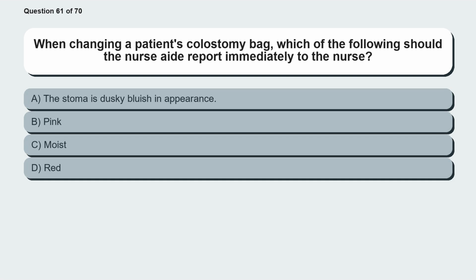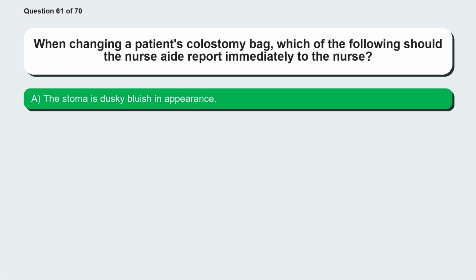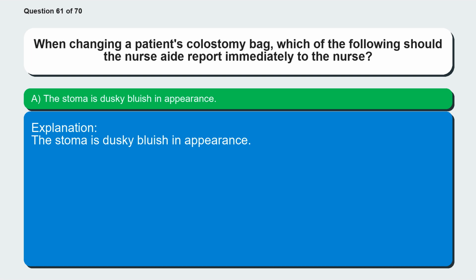Question 61. When changing a patient's colostomy bag, which of the following should the nurse aide report immediately to the nurse? Option A, the stoma is dusky bluish in appearance. Option B, pink. Option C, moist. Option D, red. The correct answer is option A, the stoma is dusky bluish in appearance.